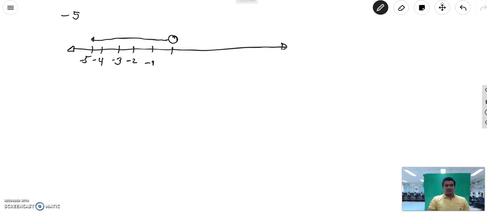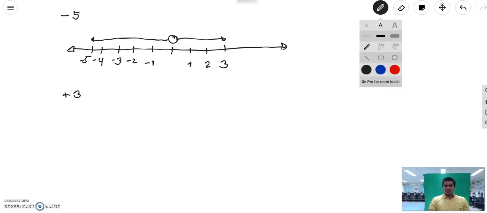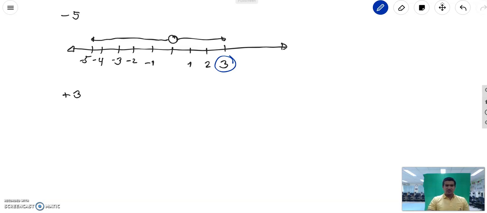What if it is positive, let's say positive 3? From this line, we will have 1, 2, and 3. So the line from the origin will go to 3. We have a point, which is positive 3. So this point will be positive 3, and this one will be negative 5.